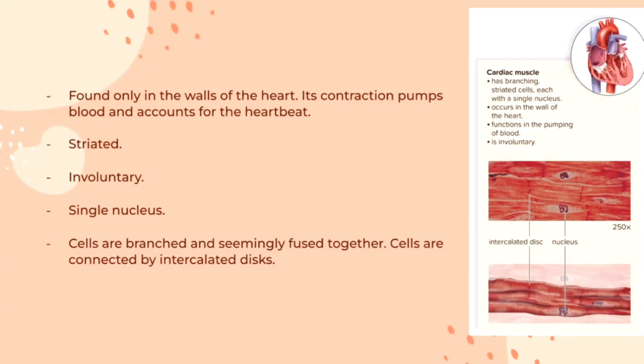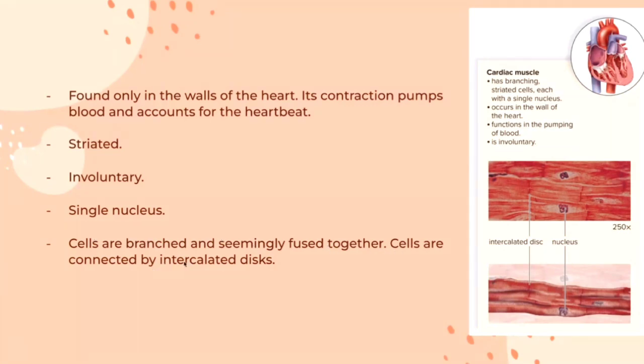It accounts for the heartbeat. It's striated, as we can see, so it's quite similar, in my opinion, to the skeletal muscle a little bit. I think they are closer to each other than the smooth muscle. It's involuntary, of course, because we can't control our heartbeat. That's impossible. Single nucleus, as you can see, and cells are branched and seemingly fused together.